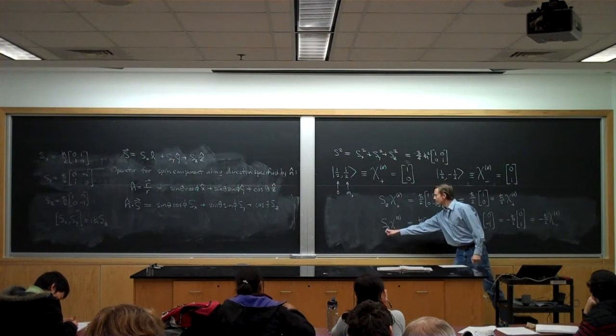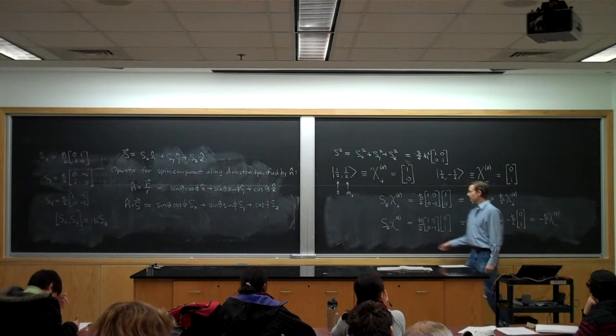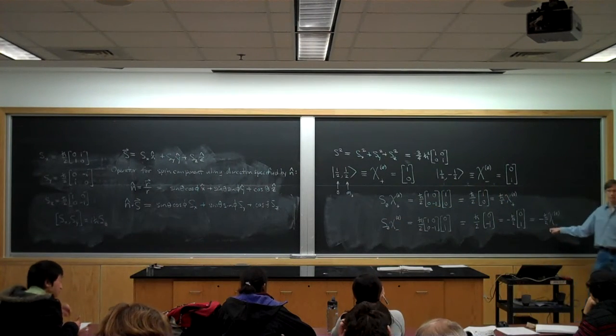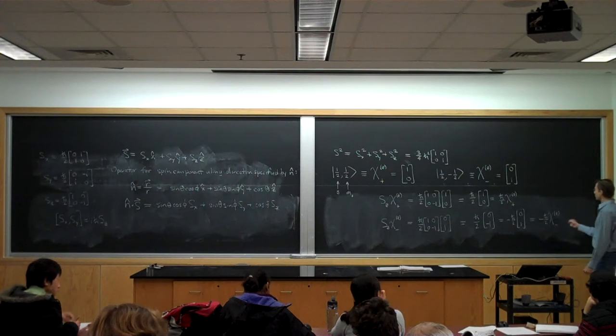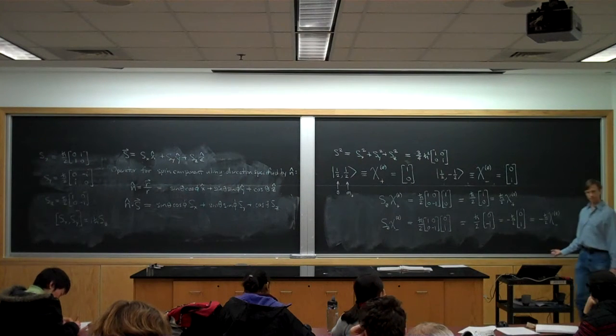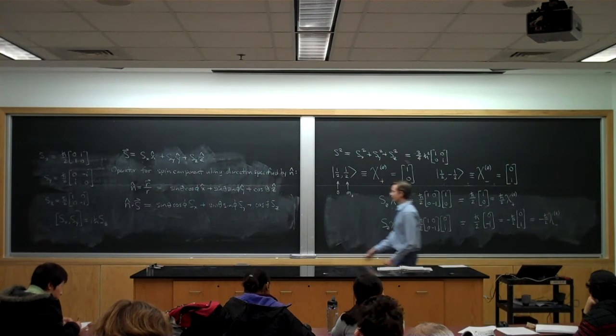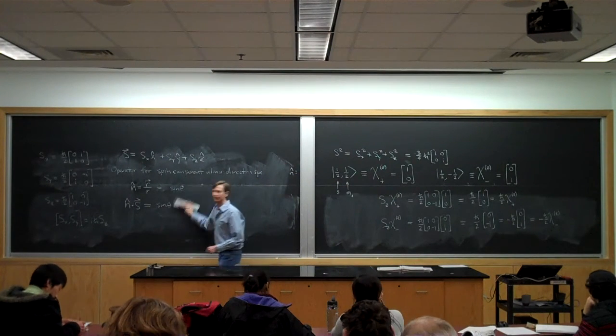So chi minus is also an eigenvector of the s sub z operator with eigenvalue, this time, minus h bar over 2. So chi minus represents a state that has well-defined z component of spin minus h bar over 2. Any questions?